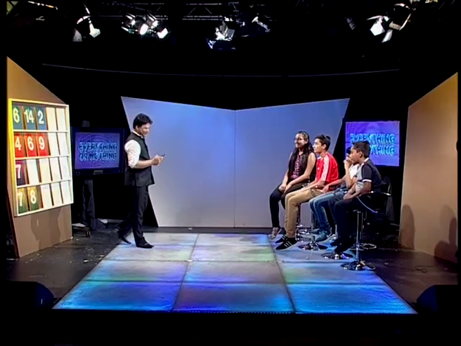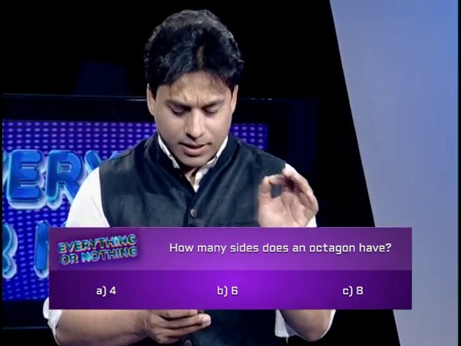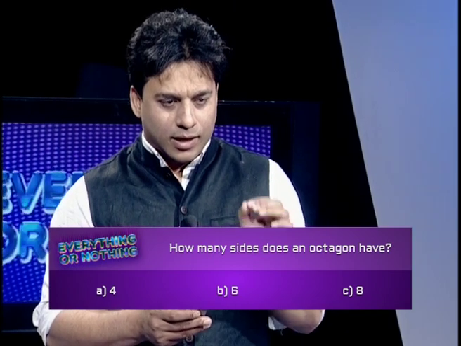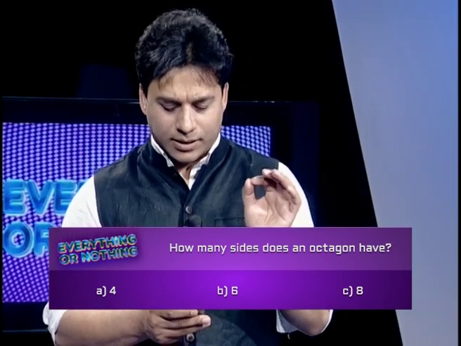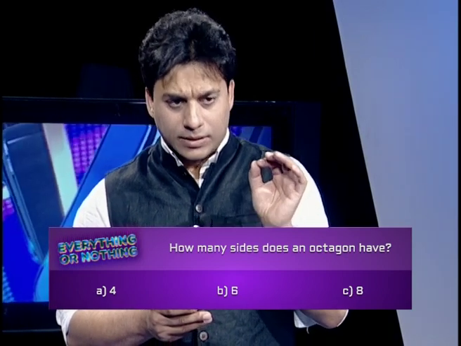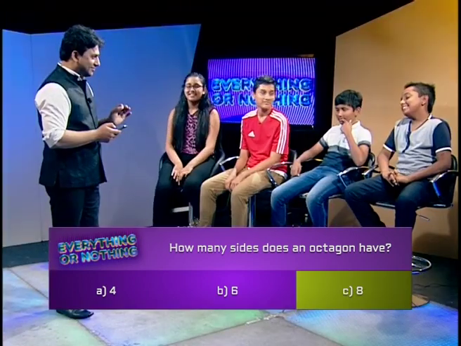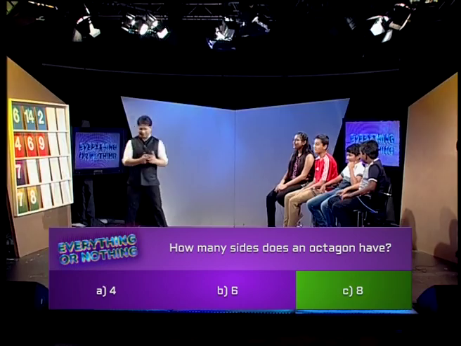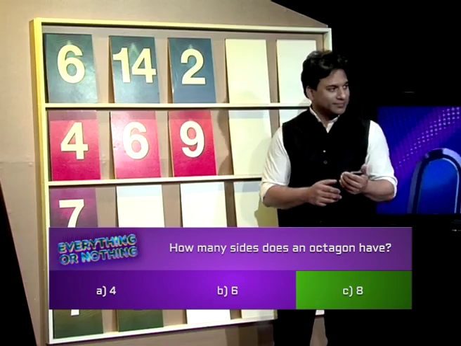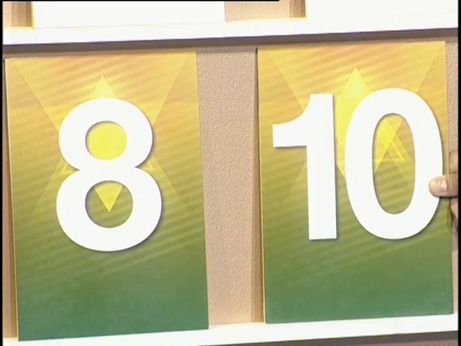How many sides does an octagon have? Is it A, 4, B, 6, or C, 8? C, 8. You're right. Octagon, and it has O in it. Octopus has 8 legs on it. Yes. Well, it's easy. Next one, higher or lower? Higher. It's higher. Yes. I'm losing this one, so.